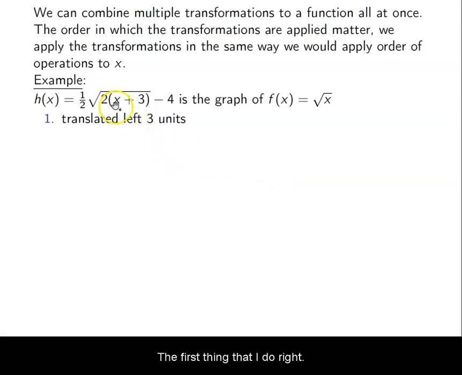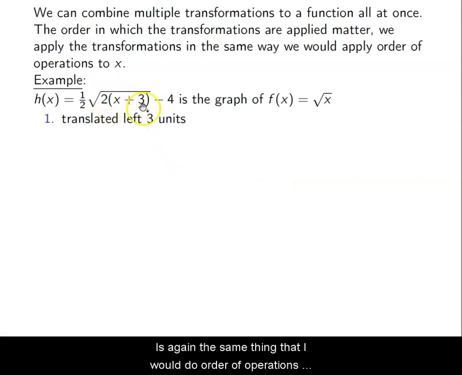The first thing that I do, right, is again the same thing that I would do order of operations wise to x. The first thing I do to x, if I had to evaluate this, if I said x was 3 and I said figure out the value of this function at the value of 3, the first thing you would do is add 3 to it.